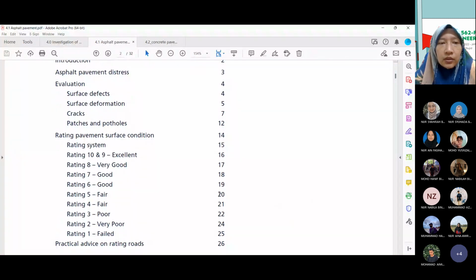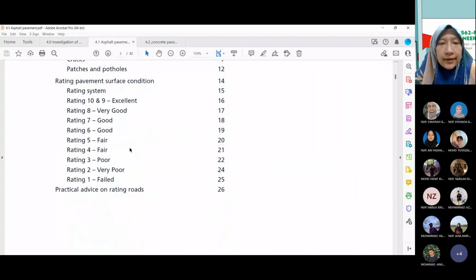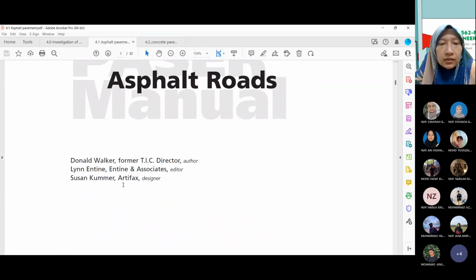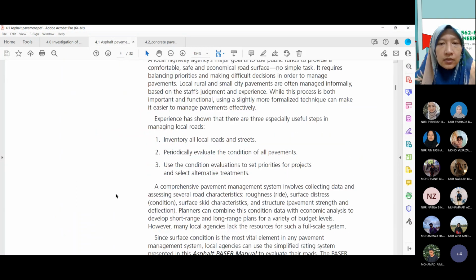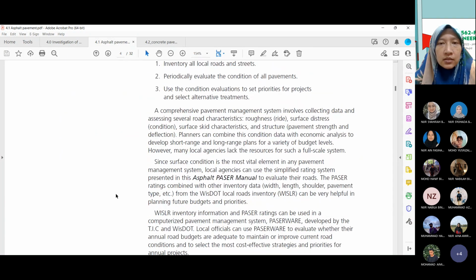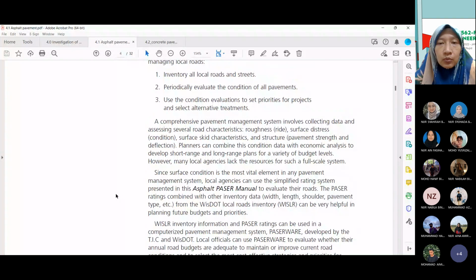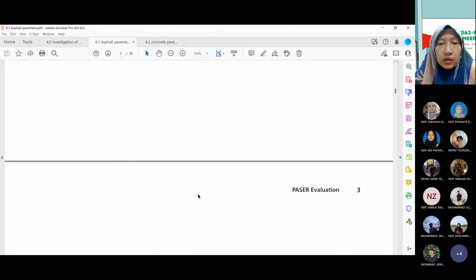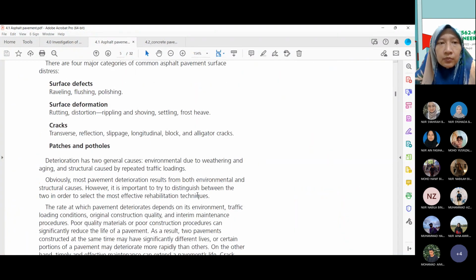And if you look at this one, for asphalt pavement, these are the common defects or evaluations being carried out: surface defects, surface deformation, cracks, patches, and potholes. And if you go in depth, you can see the locations where we commonly encounter this kind of road failure.